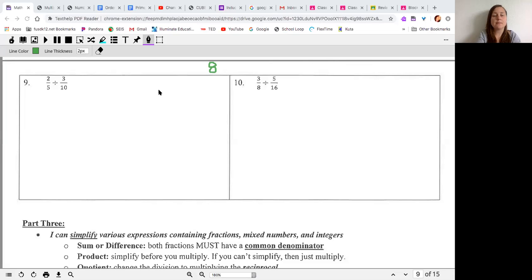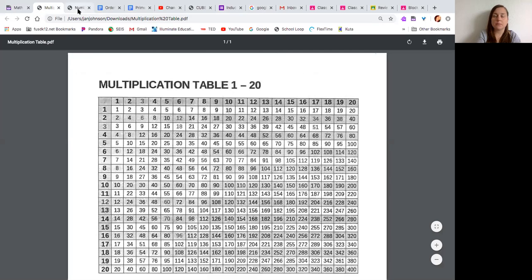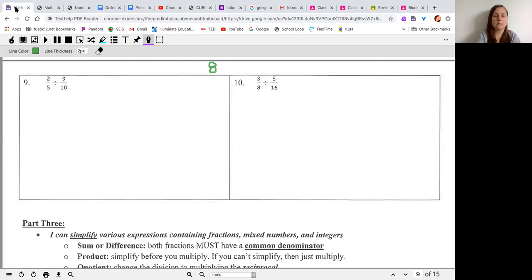Okay, here we are with page 8. Again, you may need your multiplication chart and number line to complete the page. Now, the top part of this page, if you notice, it says 9 and 10. So this is a continuation of the section from page 7, where we simplify before we multiply. The difference with numbers 9 and 10 is that now these are division problems.